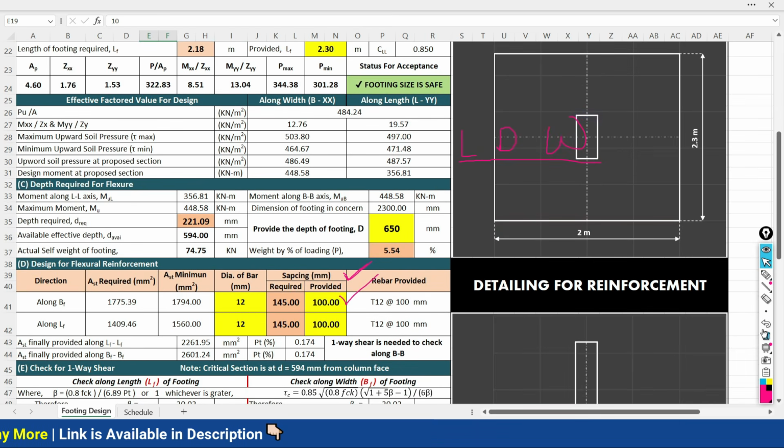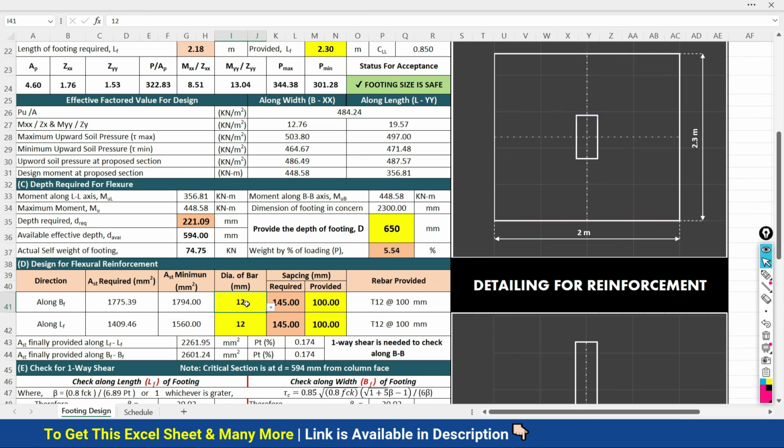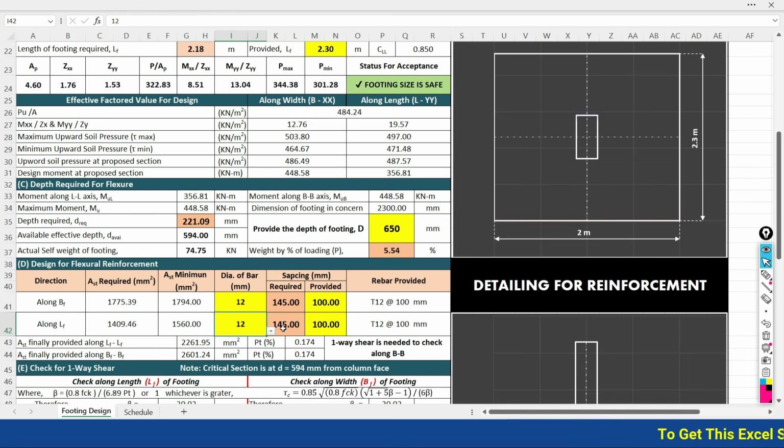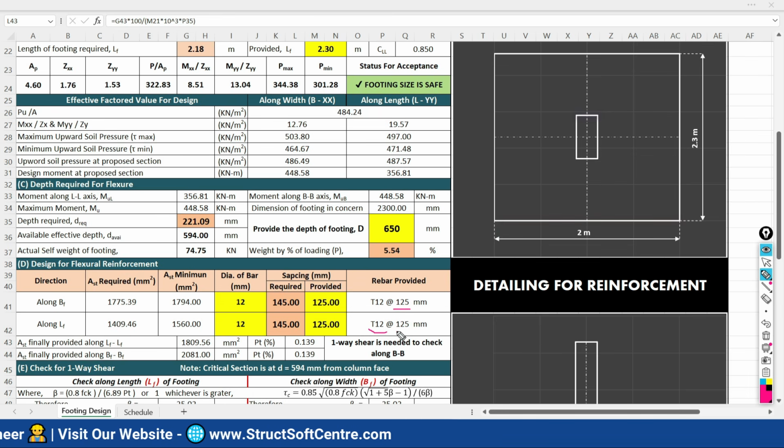Now again we have to look at what diameter of bar is required and what spacing is required. So I would like to go with 12 mm diameter of bar again. And what spacing is required? Spacing requirement is 145 along width as well as along length. So I am going to provide 125 along the width, 125 along the length. So 12 mm diameter of bar at a spacing of 125 mm center to center, in both directions.